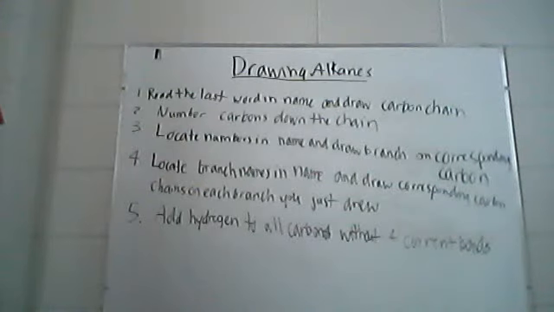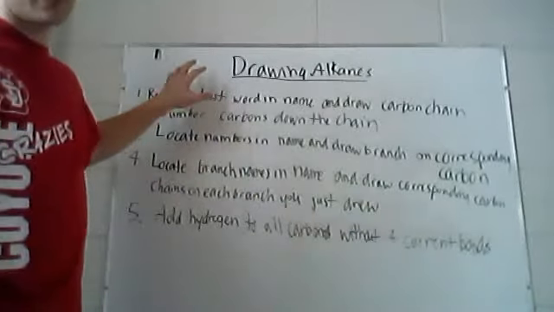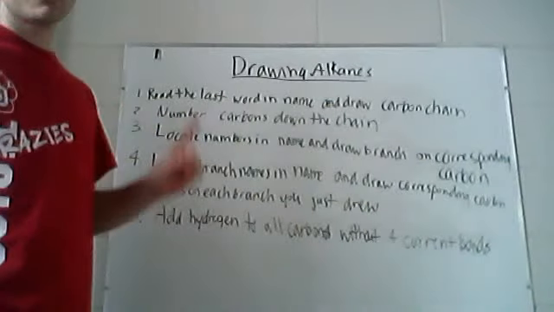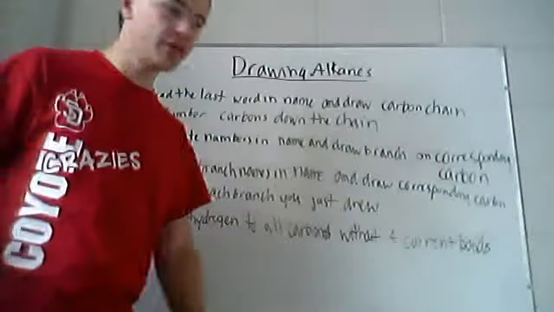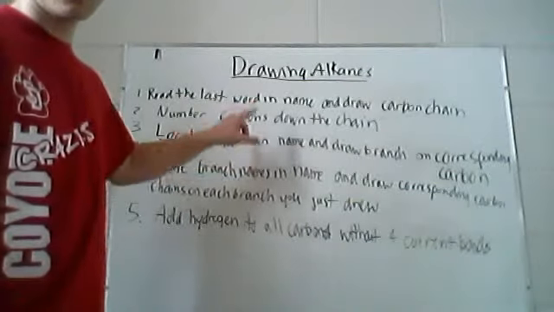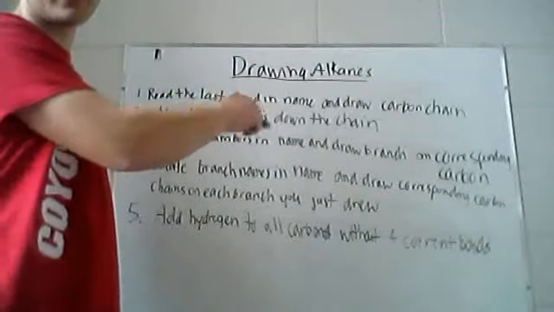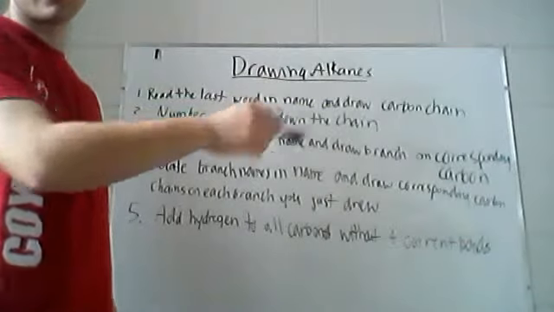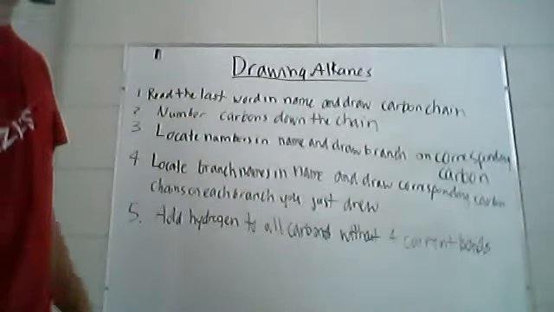Step 4. Locate branch names in the name and draw them on the corresponding carbon. If you have in your name, say, 2-methyl, a methyl is a 1-carbon substituent, so on your second carbon, you draw on the end of your line CH3. That's carbon 1 for methyl. Okay?